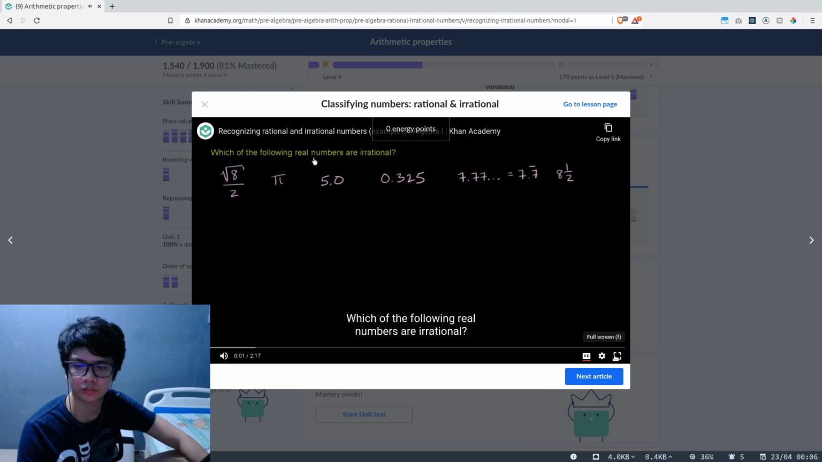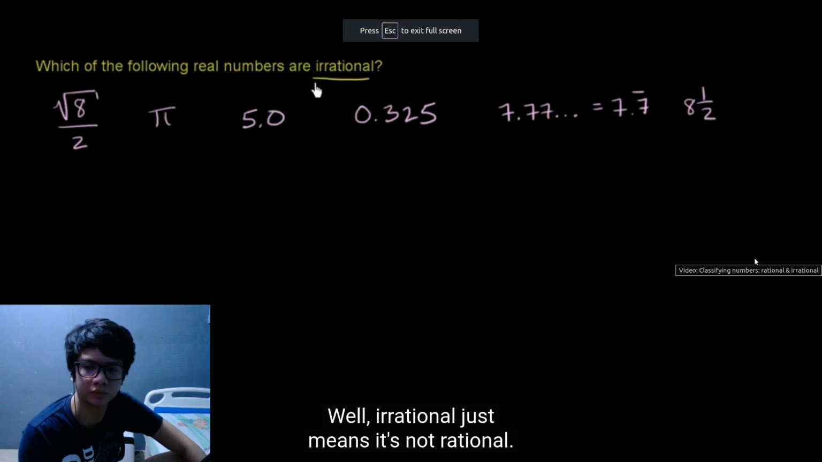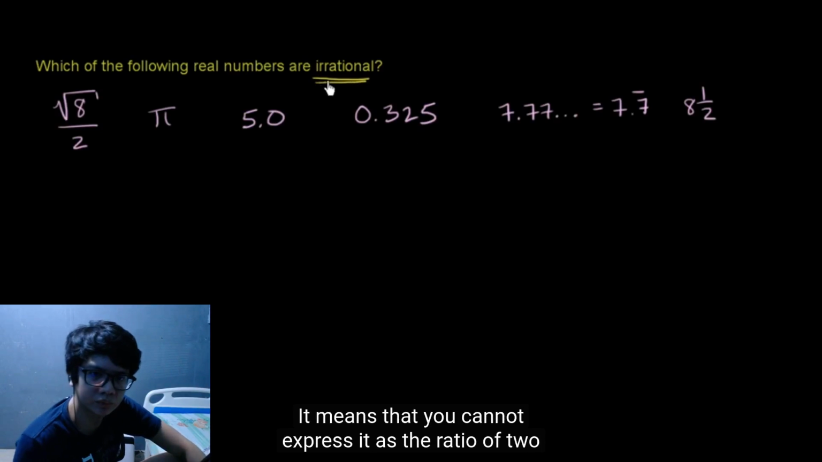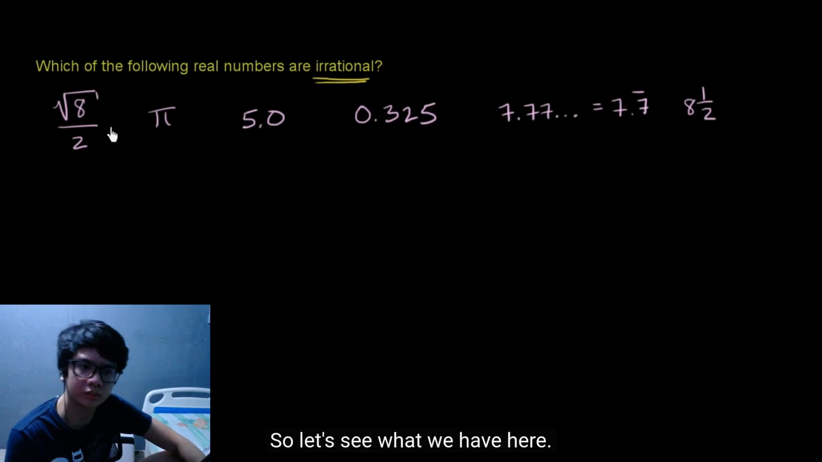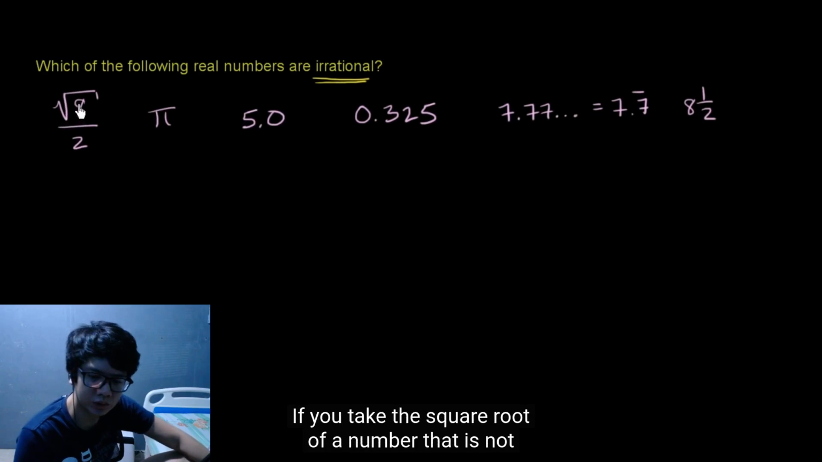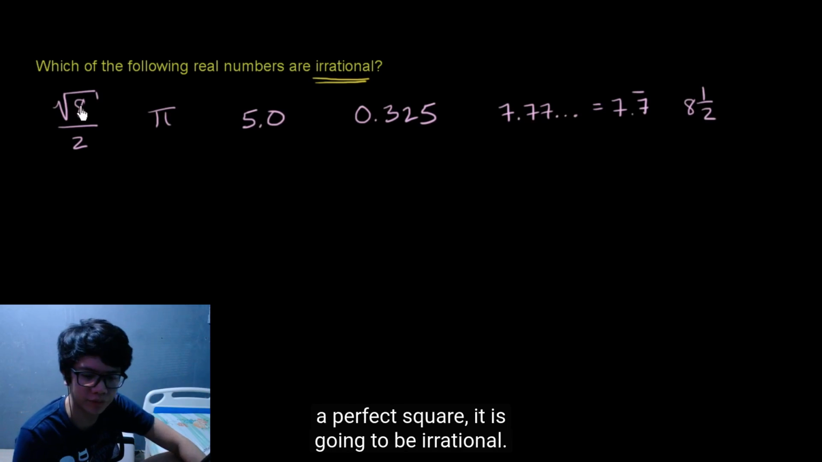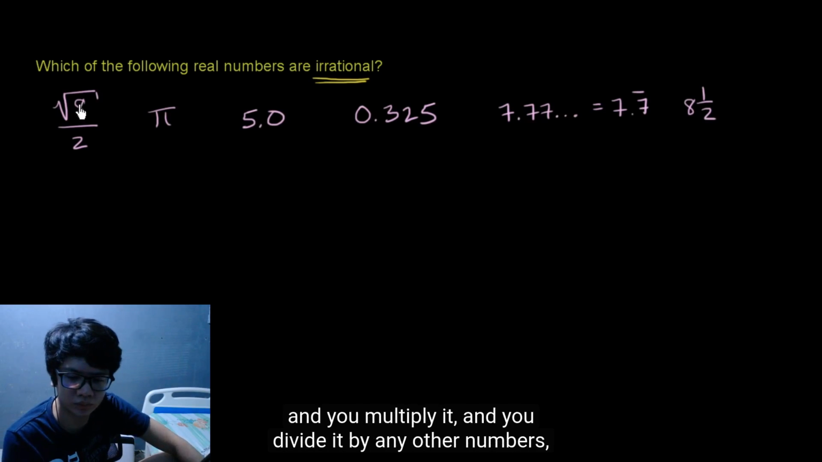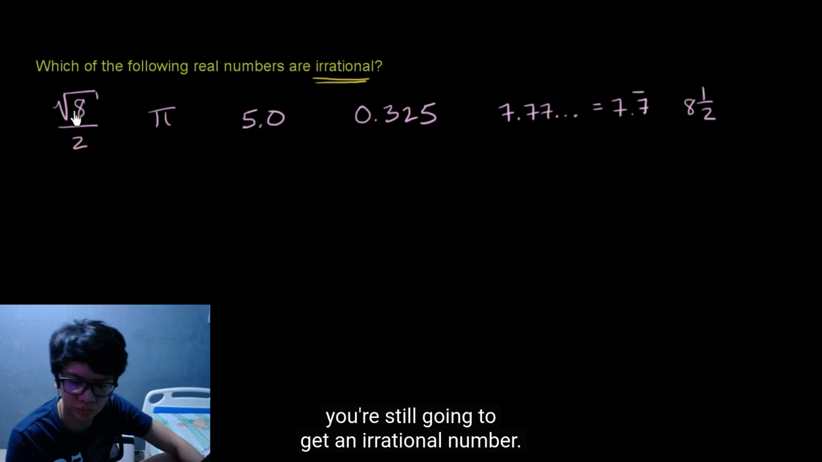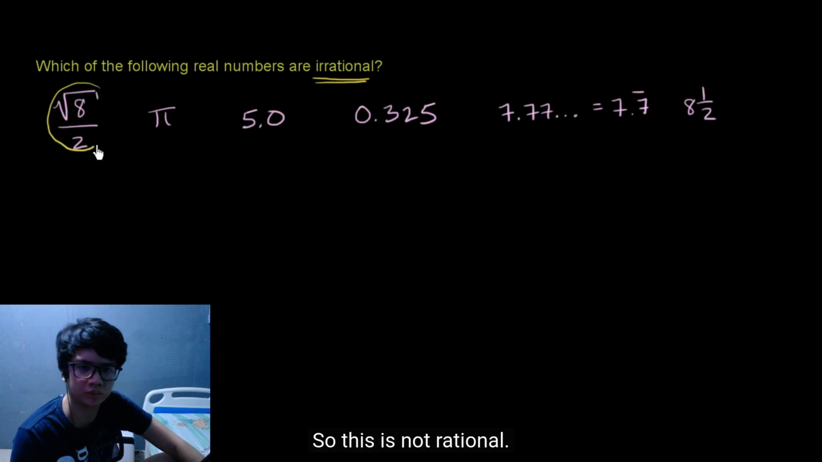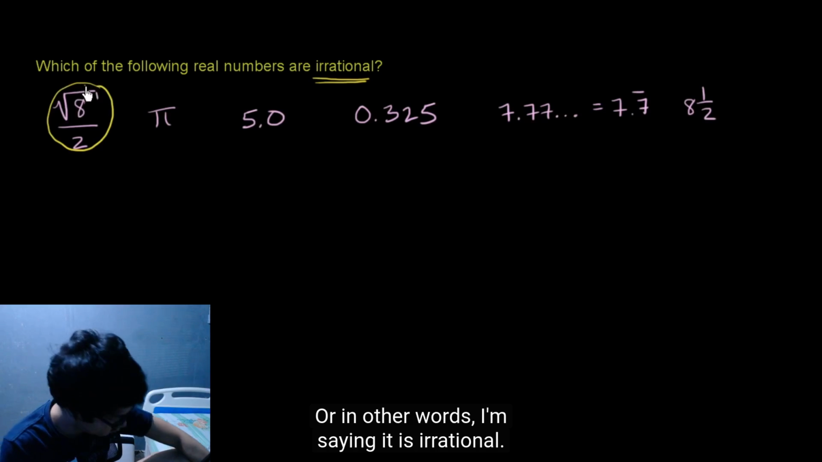Which of the following real numbers are irrational? Well, irrational just means it's not rational. It means that you cannot express it as the ratio of two integers. So let's see what we have here. So we have the square root of 8 over 2. So square root of 8, if you take the square root of a number that is not a perfect square, it is going to be irrational. And then if you just take that irrational number and you multiply it and you divide it by any other numbers, you're still going to get an irrational number. So square root of 8 is irrational. You divide that by 2, it is still irrational. So this is not rational, or another way of saying it, it is irrational.